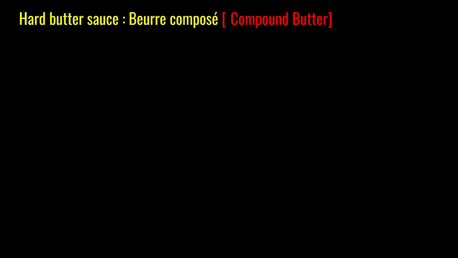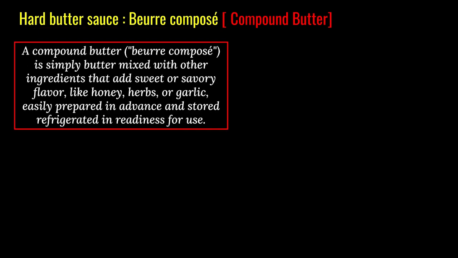Now we'll discuss the hot butter sauce. In English we call it compound butter, and in French we call it beurre composé. Beurre composé is a hard butter sauce. A compound butter, a beurre composé, is simply a butter mixed with other ingredients that add sweet or savory flavor, like honey, herbs, or garlic, easily prepared in advance and stored refrigerated in readiness for use.